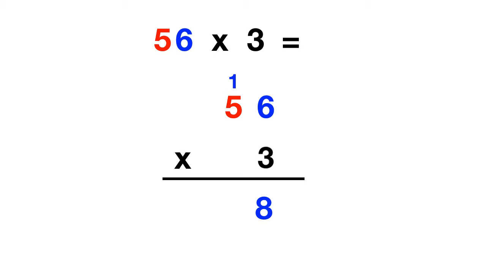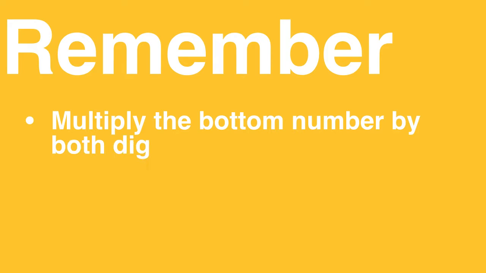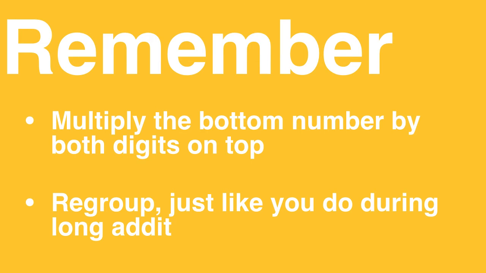Next, you can multiply 3 times these 5 tens. 3 times 5 is 15, but we have to remember to add in this 1. 15 plus 1 is 16. So 56 times 3 is 168. From today, remember, you should multiply the bottom number by both digits on top, and then regroup just like you would during long addition.